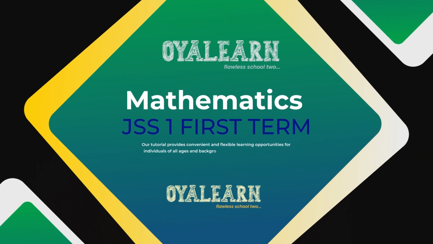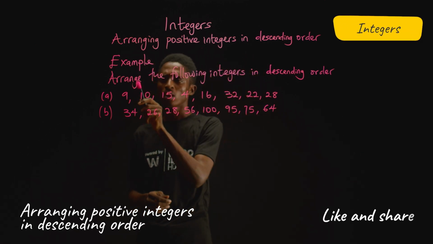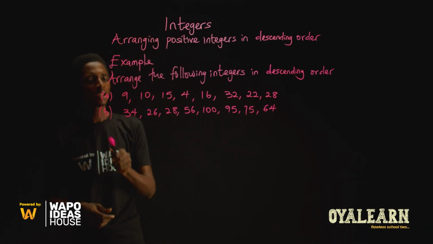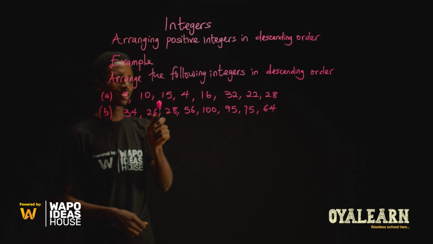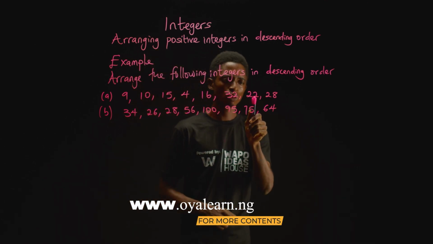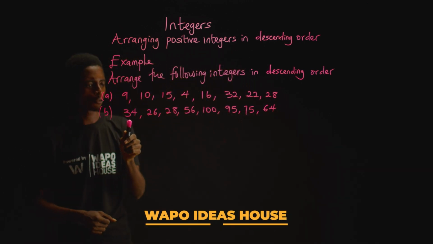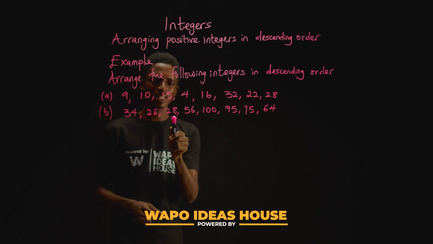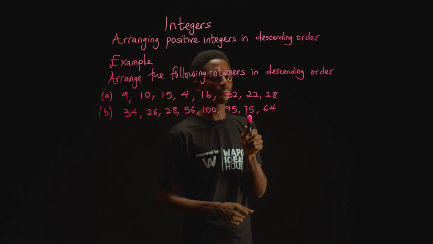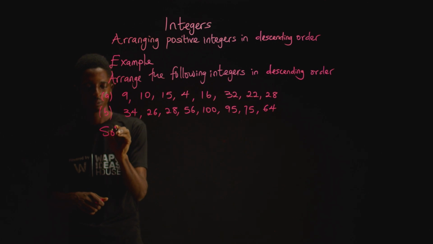Arranging positive integers in descending order. Example: arrange the following integers in descending order: A, 9, 10, 15, 4, 16, 32, 22, and 28. And for B, we have 34, 26, 28, 56, 100, 95, 75, and 64. Solution.